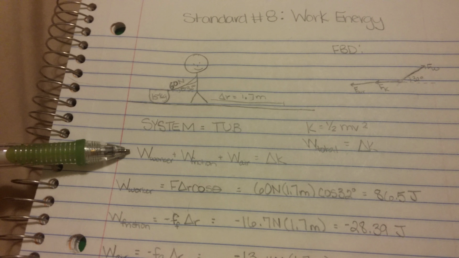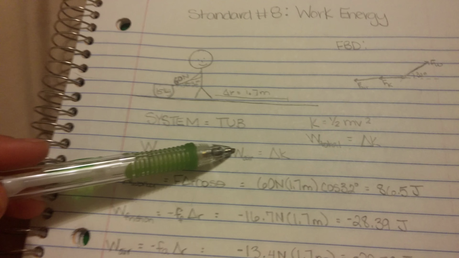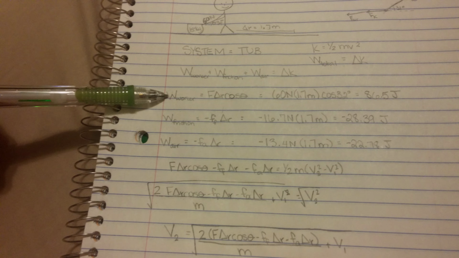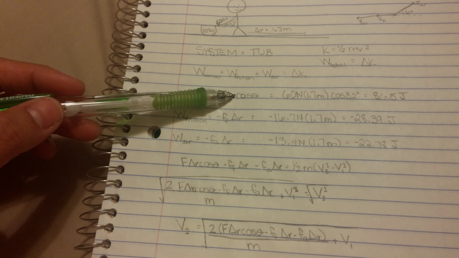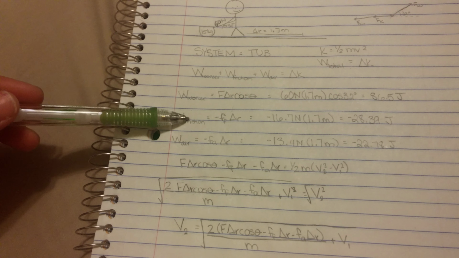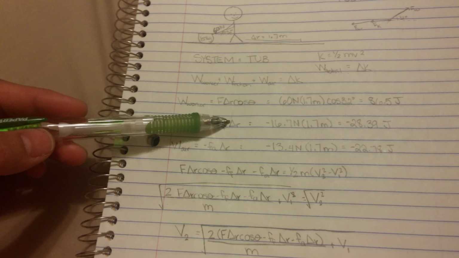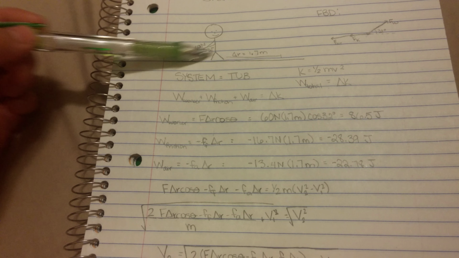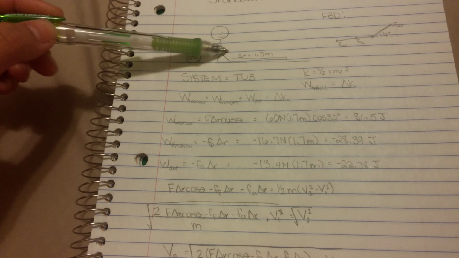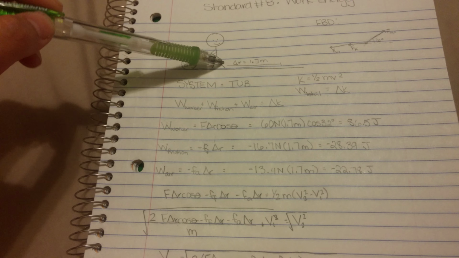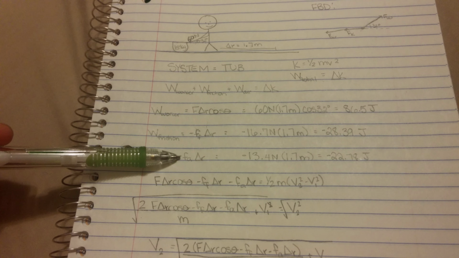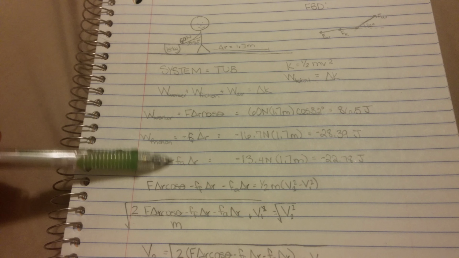The total work, the work done by the worker plus the work done by friction plus the work done by the air, equals the change in kinetic energy. To find the work done by the worker, I have F times delta r times cosine theta. For the work done by friction, I got negative friction times delta r. It's negative because it's parallel to delta r but pointing opposite, around 180 degrees, so it'll be negative. Same thing for the force of air: negative force of air times delta r.